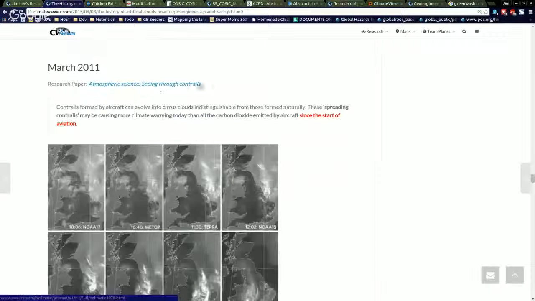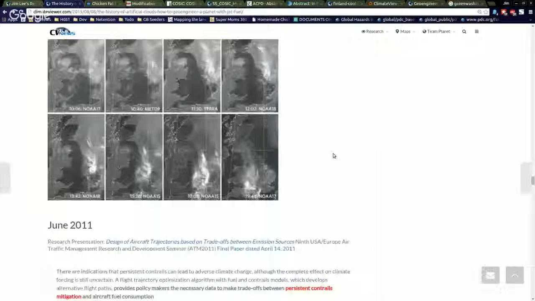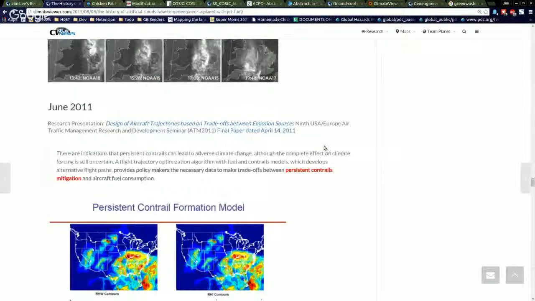And then atmospheric science, seeing through the contrails, spreading contrails may be causing more climate warming today than all the carbon dioxide emitted by aircraft since the start of aviation. Boom. Not cooling the planet, people. It's heating the planet right now, and that's a bad thing.